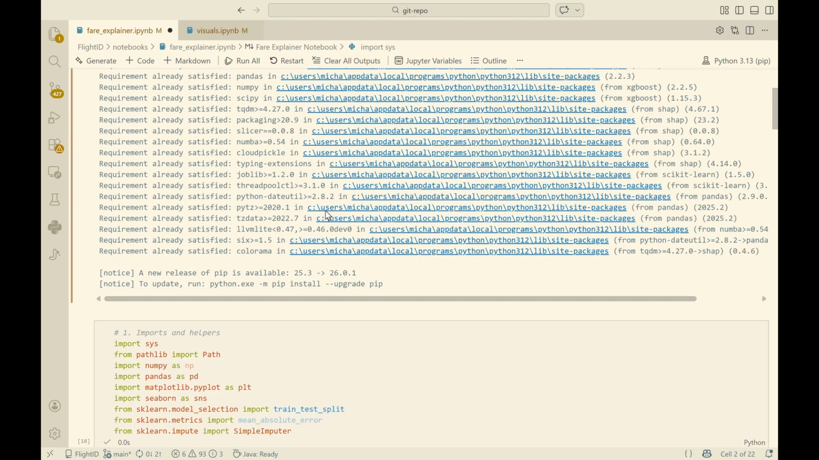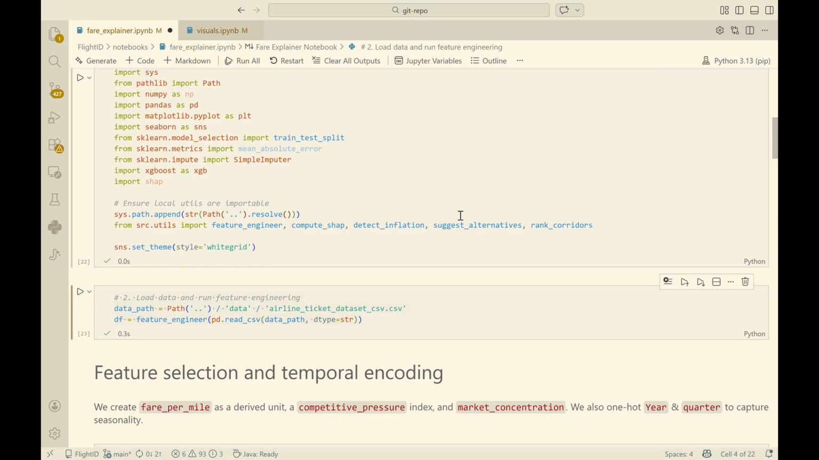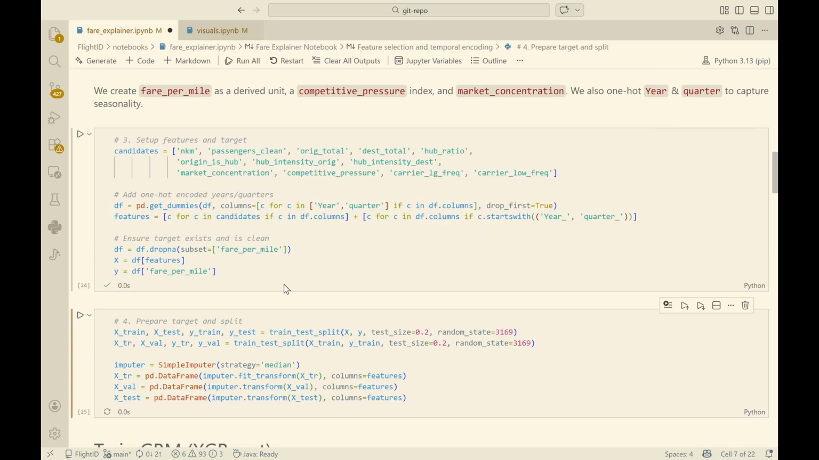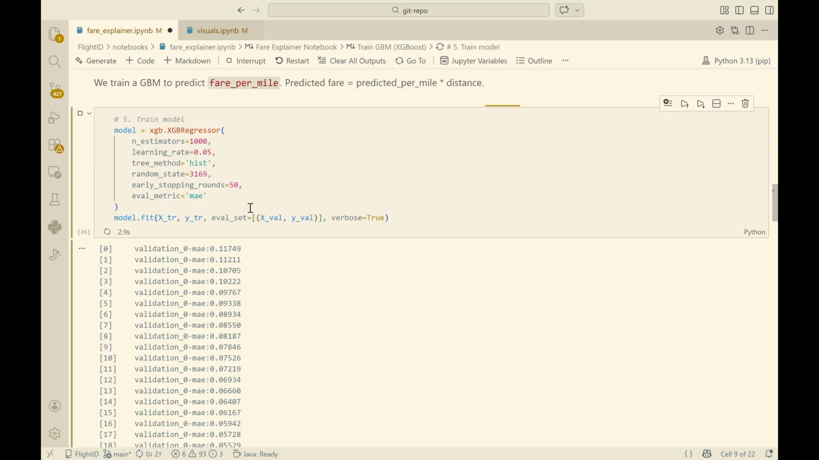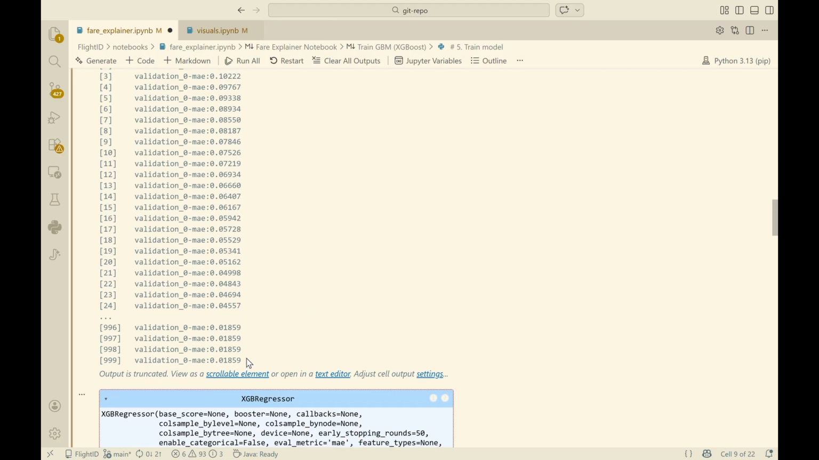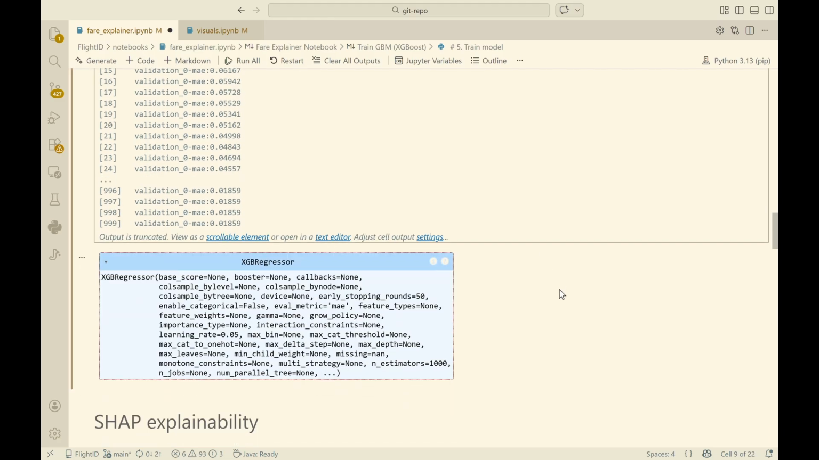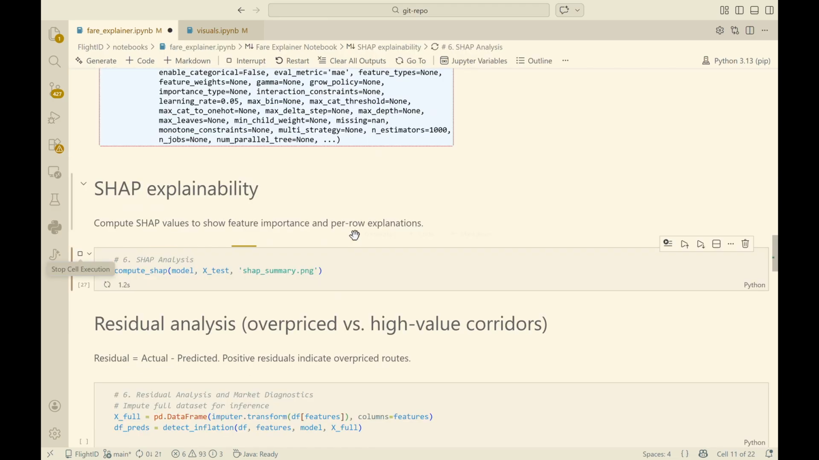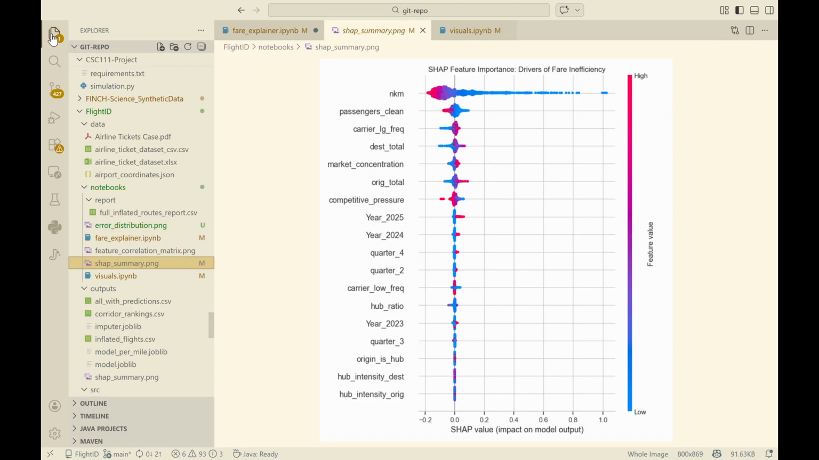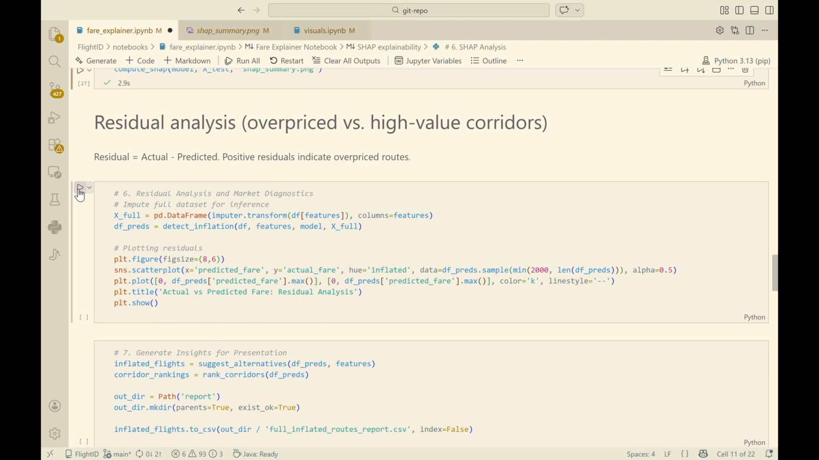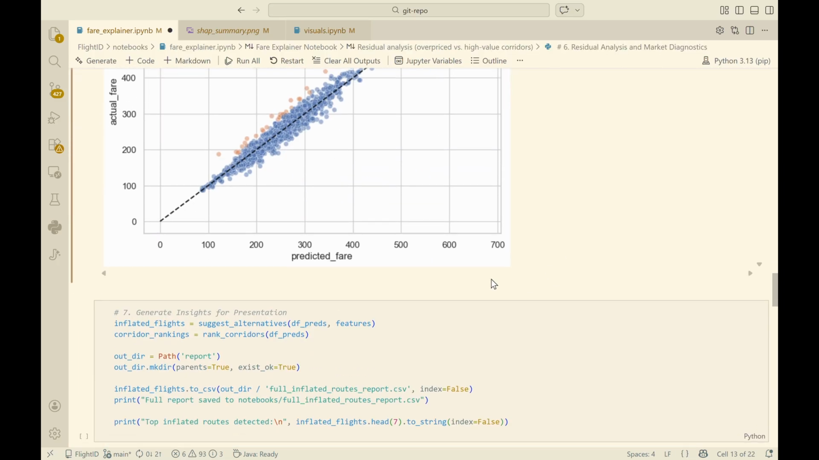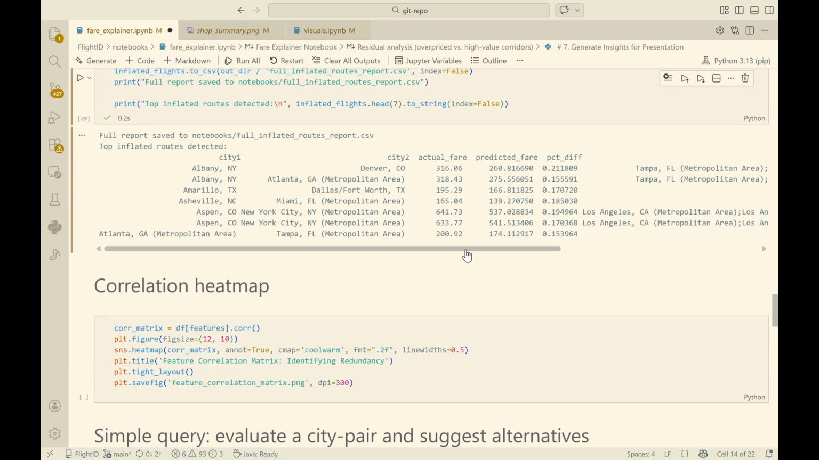FlightID is a diagnostic engine designed to cut through the complexity of aviation pricing. We move beyond the typical black box approach to price prediction, delivering a model that is both highly accurate and fully interpretable. At the core, we implemented an XGBoost gradient-boosted machine regressor. By utilizing a sequence of optimized decision trees, our model identifies complex nonlinear patterns in fare dynamics that traditional linear models fundamentally miss.